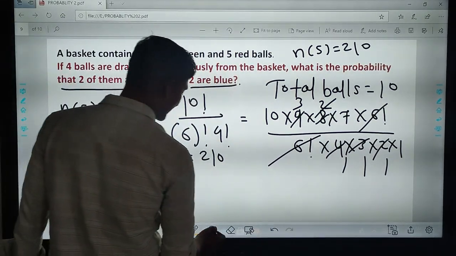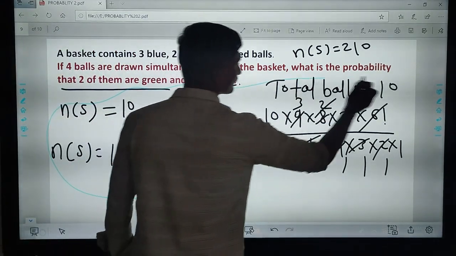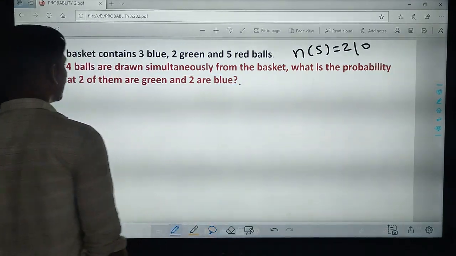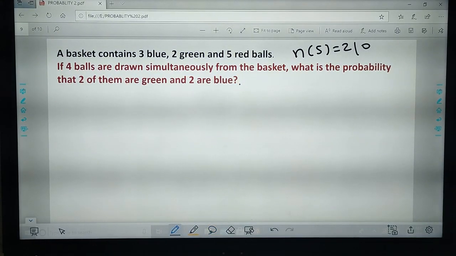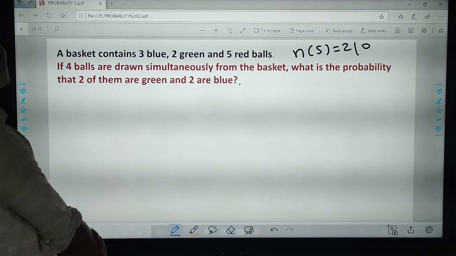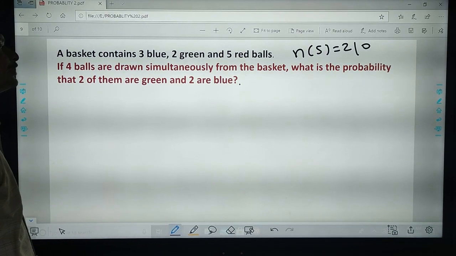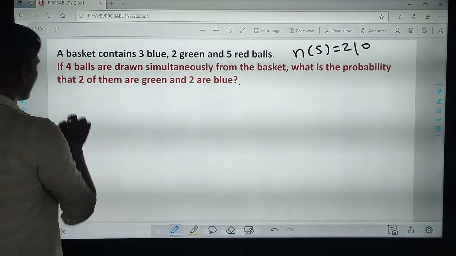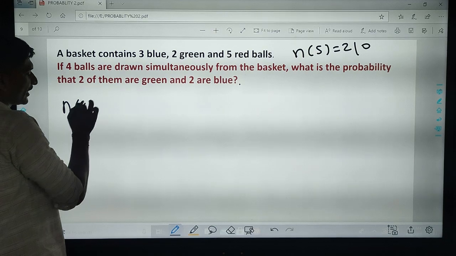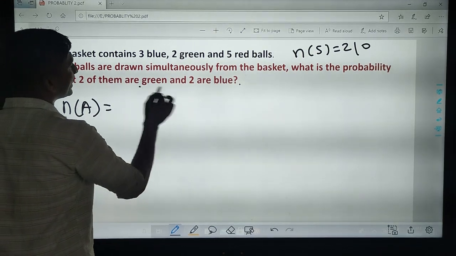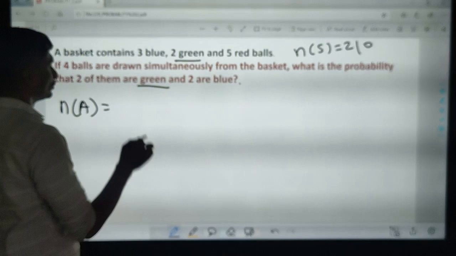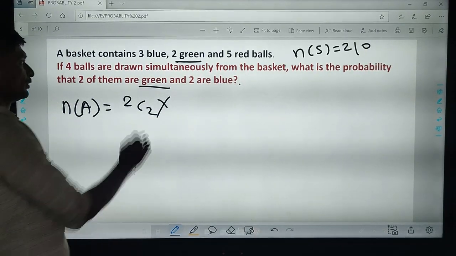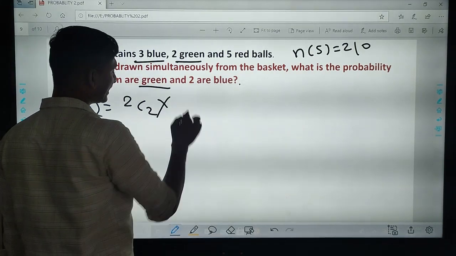Now we find N of A. Here the event is the probability that 2 of them are green and 2 of them are blue. Then N of A is equal to 2 of them are green. Total green balls are 2, then 2C2, and 2 of them are blue. Total blue balls are 3.